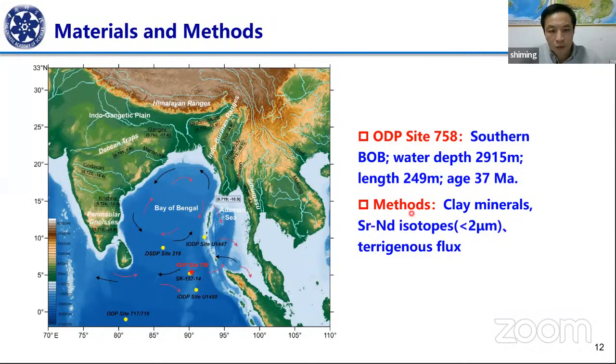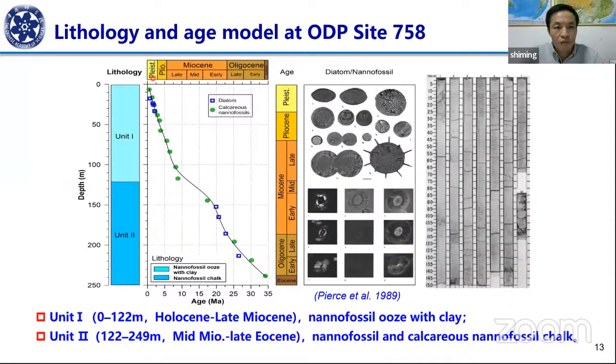So the methods we used include clay minerals, the strontium and lithium isotopes on the clay silicate fraction, and terrestrial flux. And this is the lithology and age model for this study site. It can be subdivided into two units.